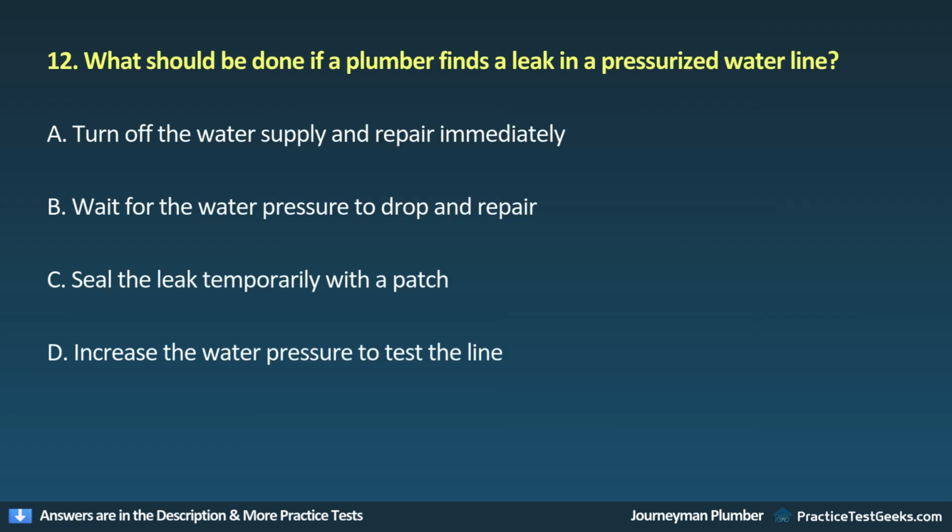12. What should be done if a plumber finds a leak in a pressurized water line? A. Turn off the water supply and repair immediately. B. Wait for the water pressure to drop and repair. C. Seal the leak temporarily with a patch. D. Increase the water pressure to test the line.